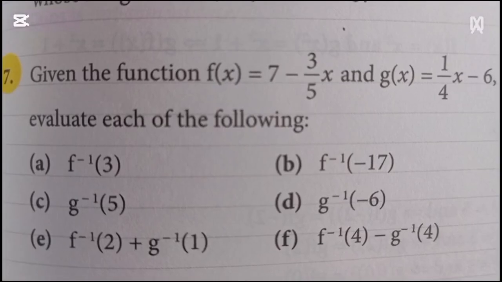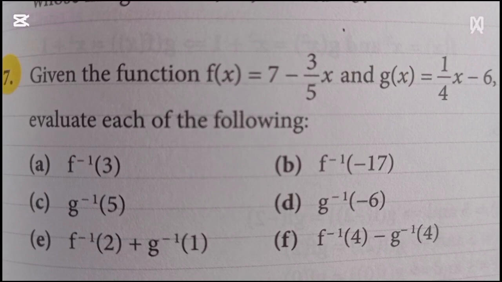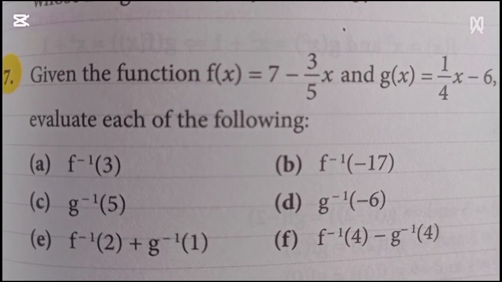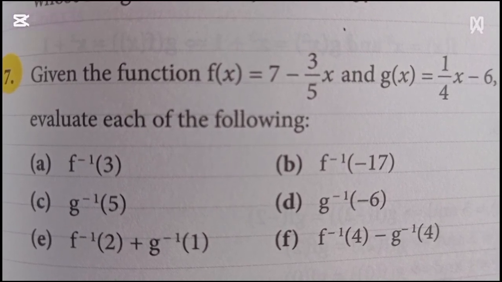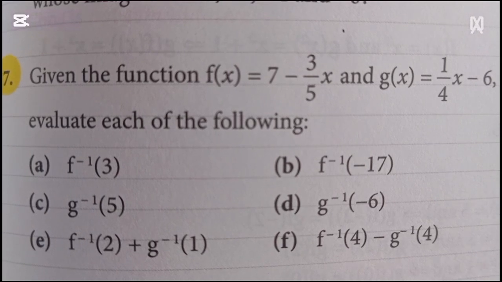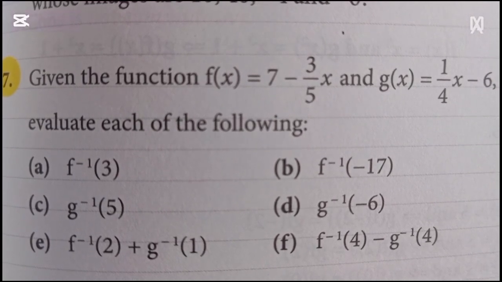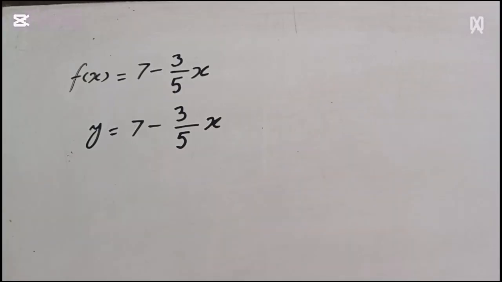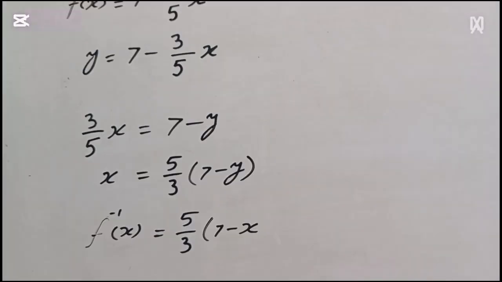Now the statement of the next question, number 7. Given that the function f(x) equal to 7 minus 3 by 5x and g(x) equal to 1 by 4x minus 6, evaluate each of the following. I'll do just part E and part F for you. First we find the inverse of f(x). So f inverse x is 5 by 3 into (7 minus x).